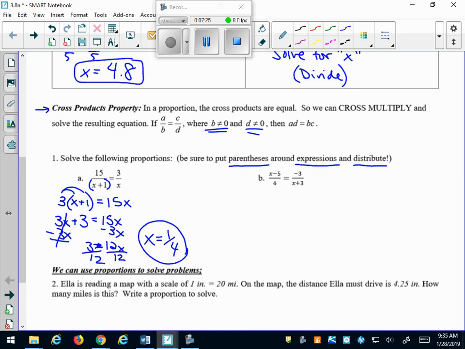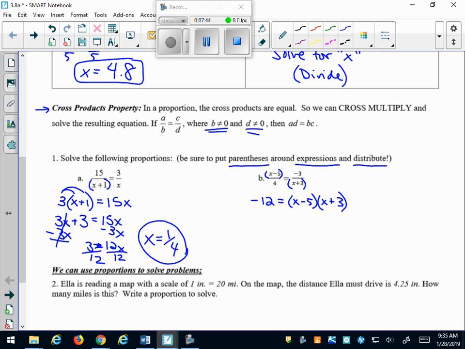Okay, let's look at part B here. Again, we've got some binomials, some multi-term expressions here. So when we cross multiply, we get negative 12 equals x minus 5 times x plus 3.